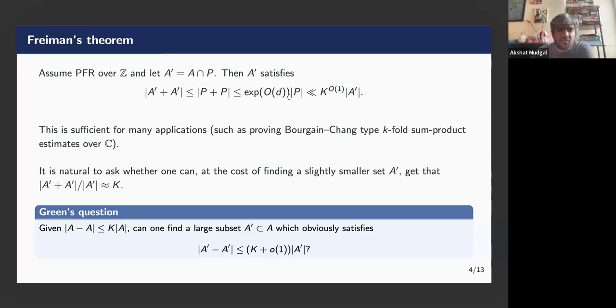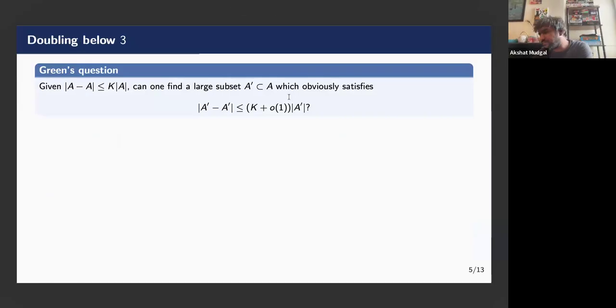So to get some idea as to how to get something like this, or what kind of a result I should expect, let me just take a very simple setting. Let me assume K is smaller than 3. So instead of working with large K, let me just work with K equals 3 and see what I can do.